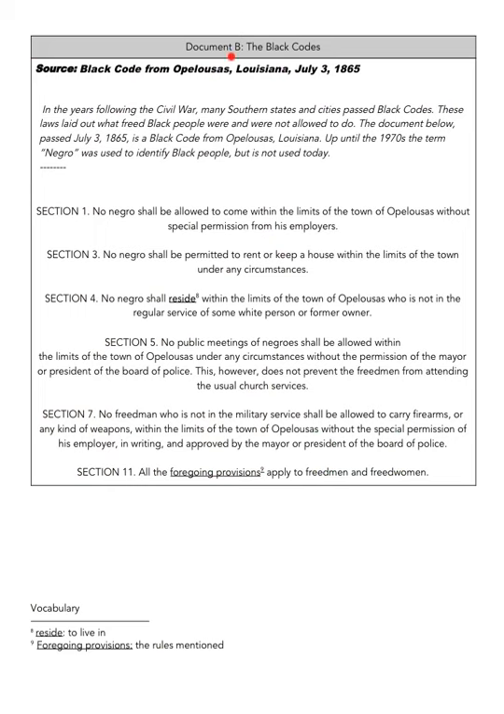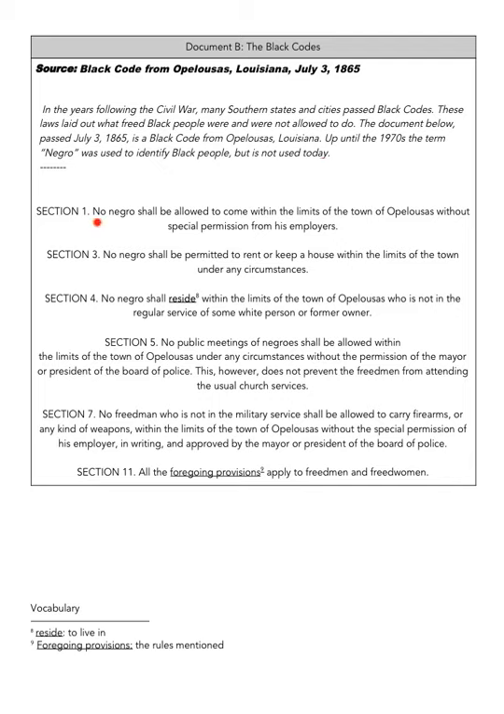Document B, the Black Codes. Source, Black Code from Opelousas, Louisiana, July 3rd, 1865. In the years following the Civil War, many southern states and cities passed black codes. These laws laid out what freed black people were and were not allowed to do. The document below, passed July 3rd, 1865, is a black code from Opelousas, Louisiana. Up until the 1970s, the term Negro was used to identify black people, but is not used today.